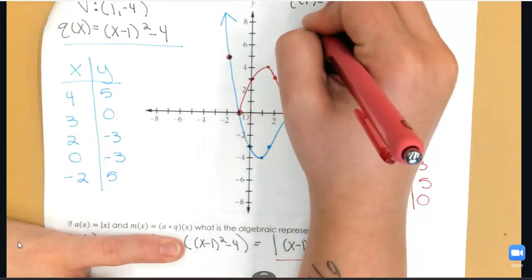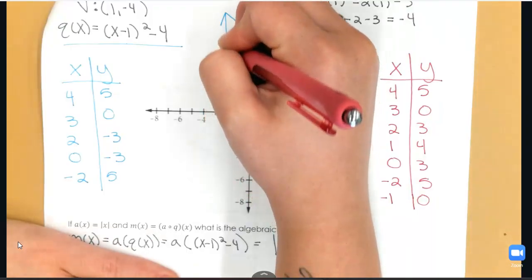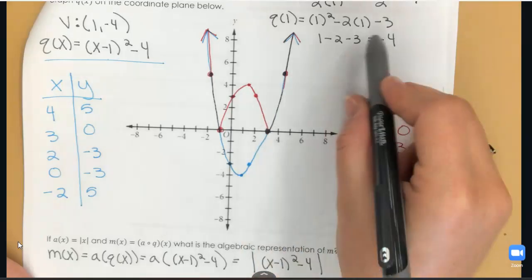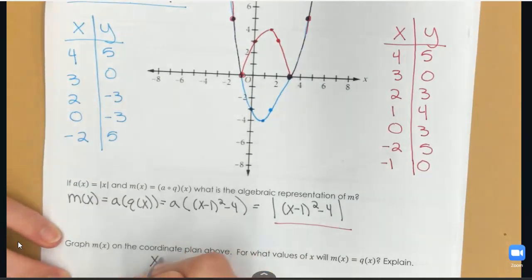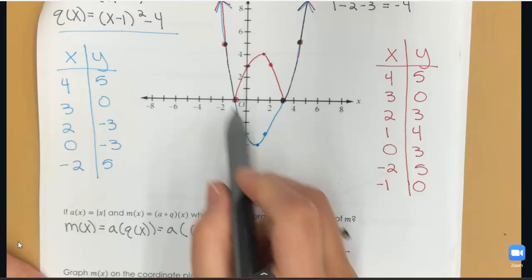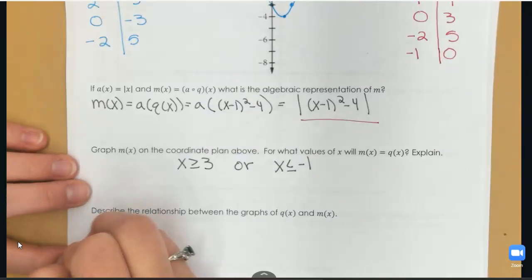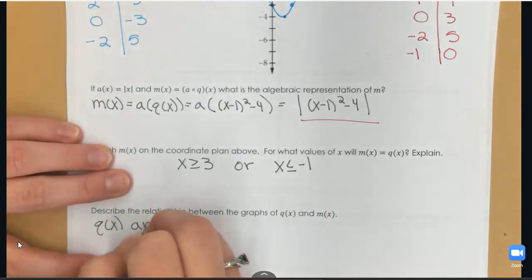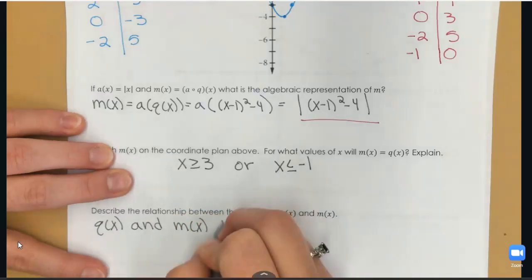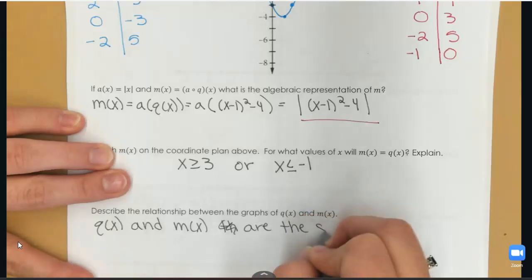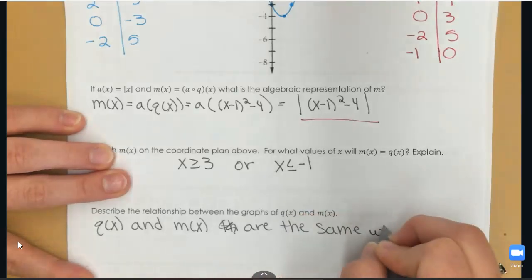We've got two parts where the blue and the red overlap, and then a part in the middle where they are different. So where are they the same? Well, on the right-hand side, that's when x is greater than or equal to 3. And on the left-hand side, that's when x is less than or equal to negative 1. So when we're describing the relationship of these graphs, we know that they are the same over those two intervals.